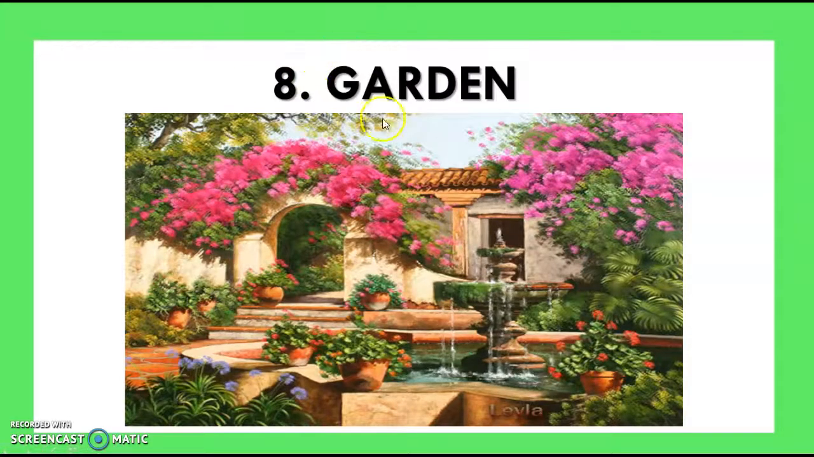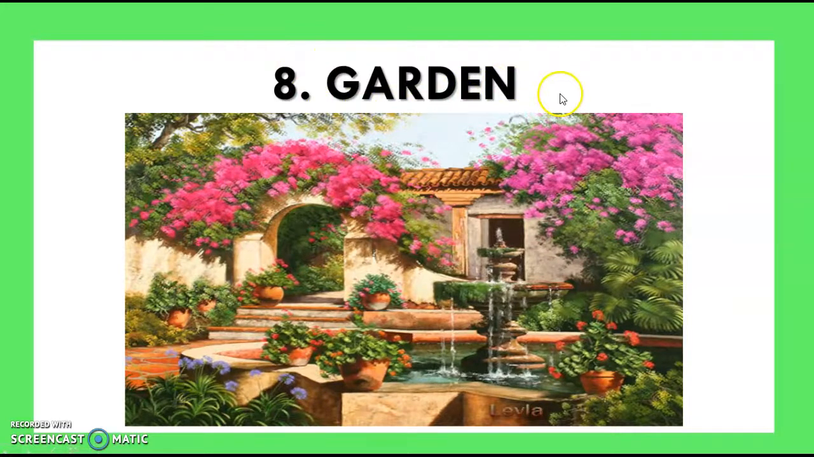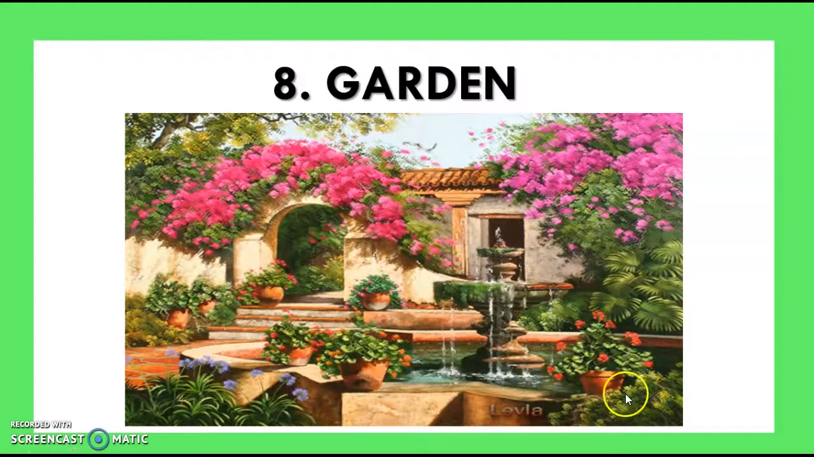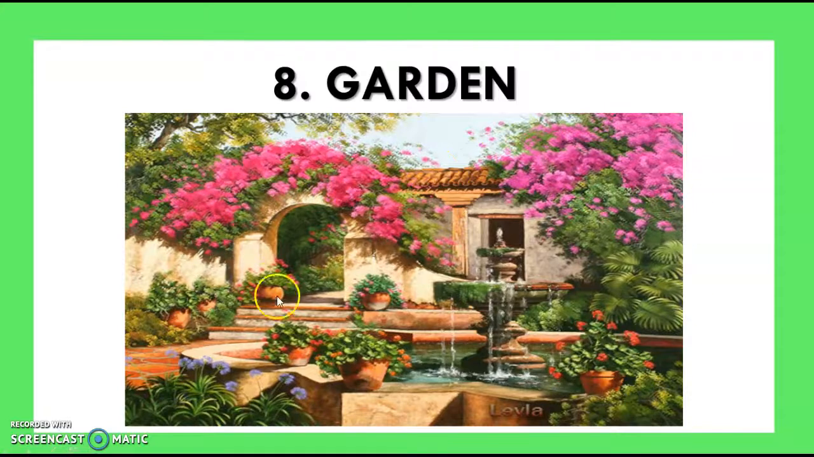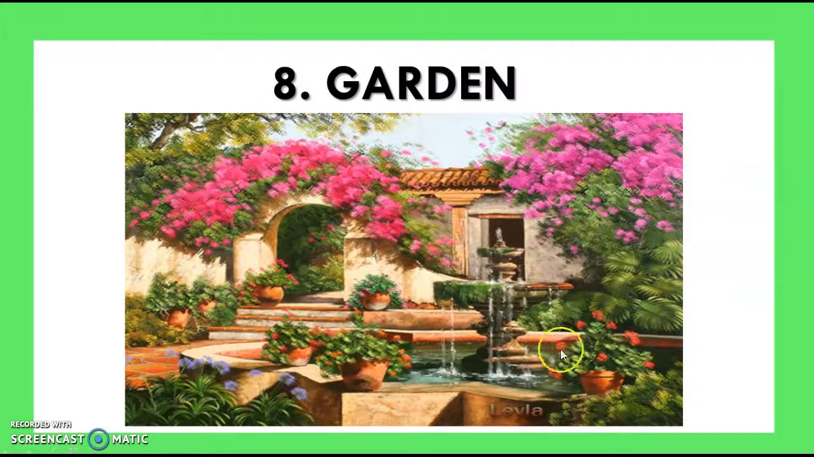Number 8 is garden. Okay, garden bermaksud taman. Kebiasaannya rumah orang yang besar-besar, rumah orang kaya-kaya mesti ada taman dekat rumah dia. Okay, ada pokok bunga yang banyak. Lepas tu air terjun, air pancut dan juga ada kolam yang cantik. Itulah dia garden. Okay, Alhamdulillah.